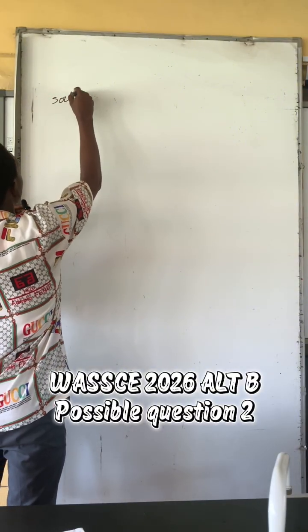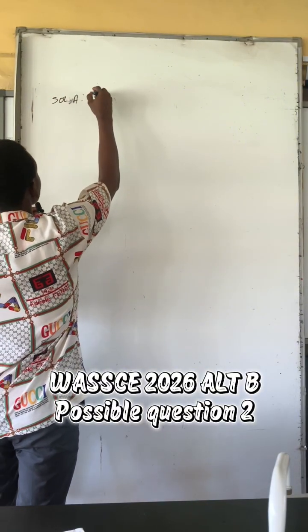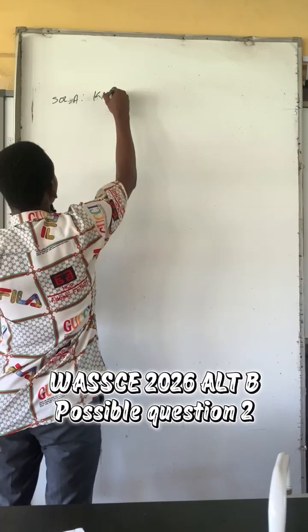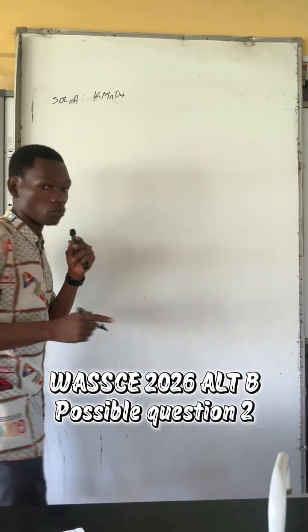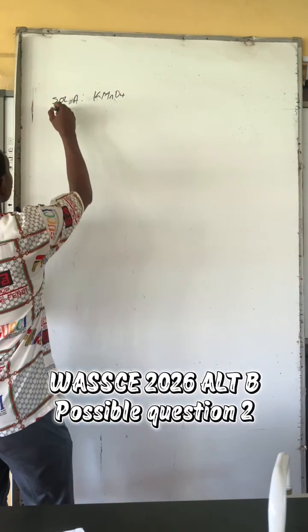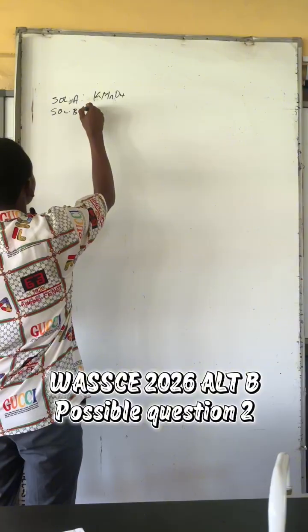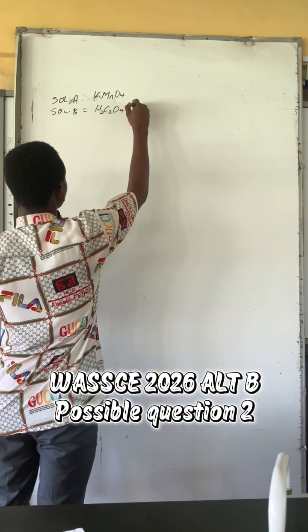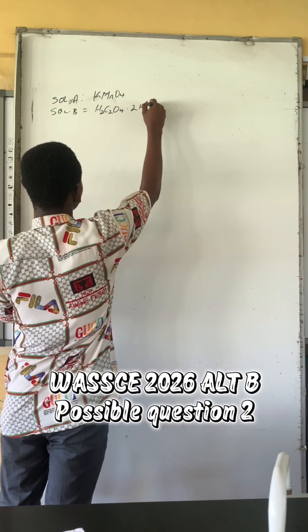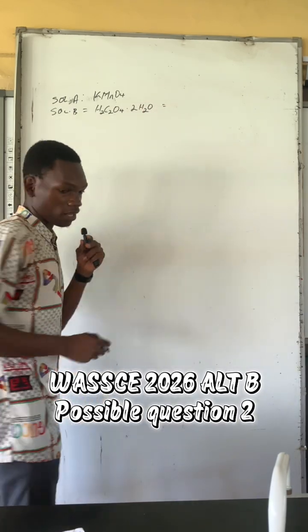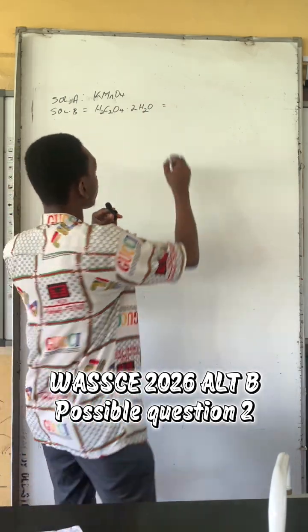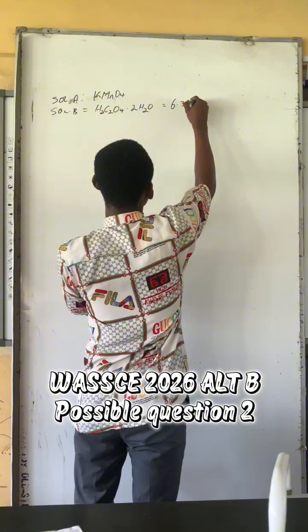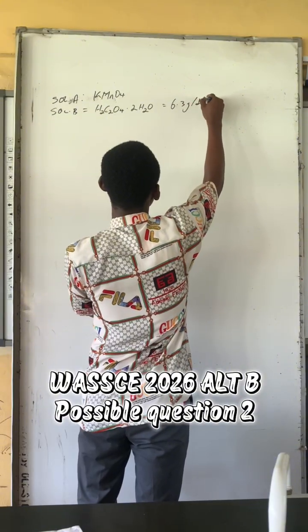Solution A is KMnO4 of an unknown concentration, right? Solution B is ethanedioic acid dihydrate. That's 2 water of crystallization. And we are given that the mass concentration here is 6.3 gram per dm cube.